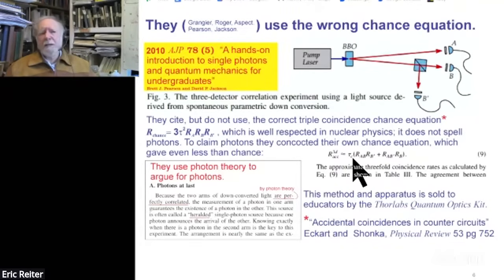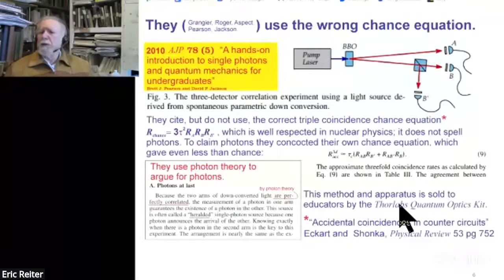They wanted a chance equation that made it come out even less than chance. And that happened. Well, that's a pretty crazy thing, to have less than chance, but that's what they did. And they're saying, oh, it's like a photon because when it went one way, it eliminated, even by chance, the other way. That's the way they wrote about this. Yeah. And they sell this kit from Thorlabs to do it and teach everybody.